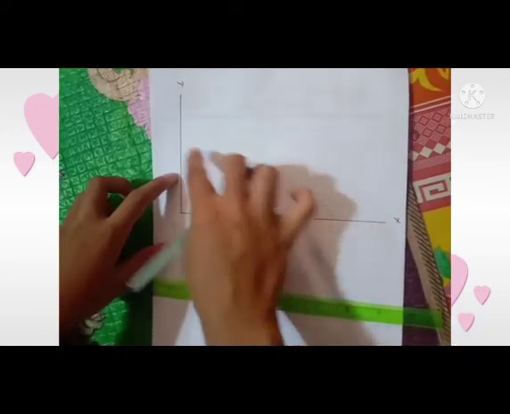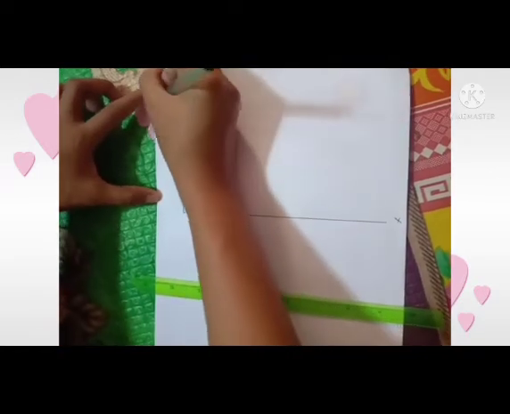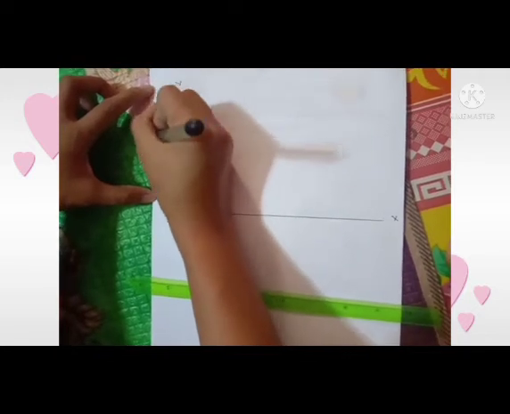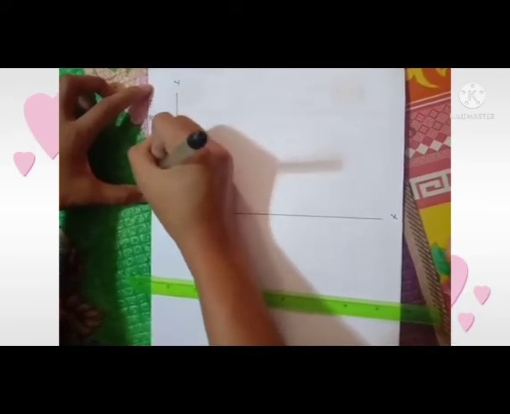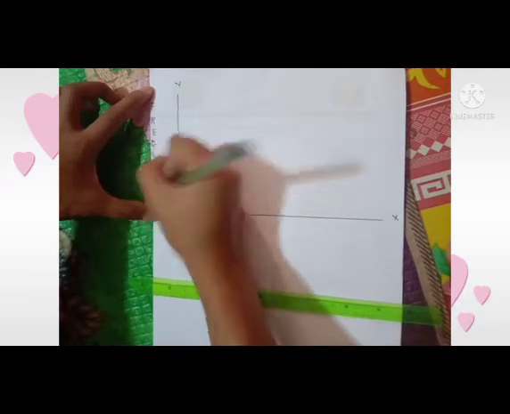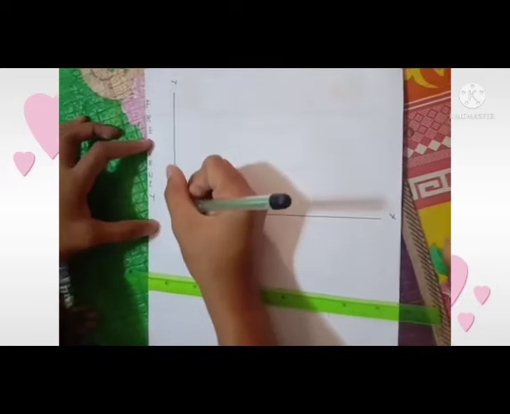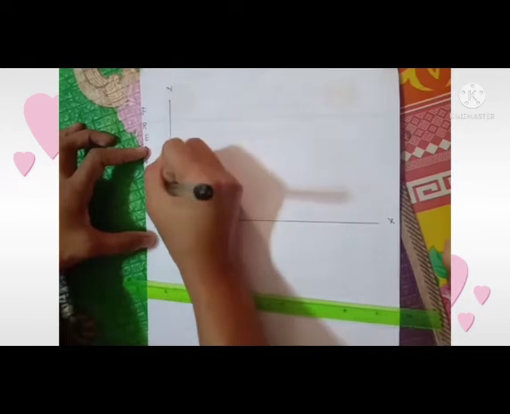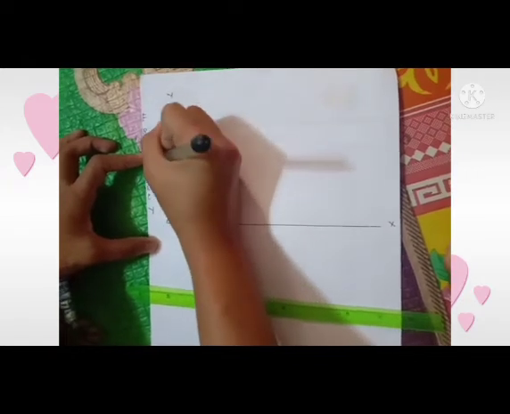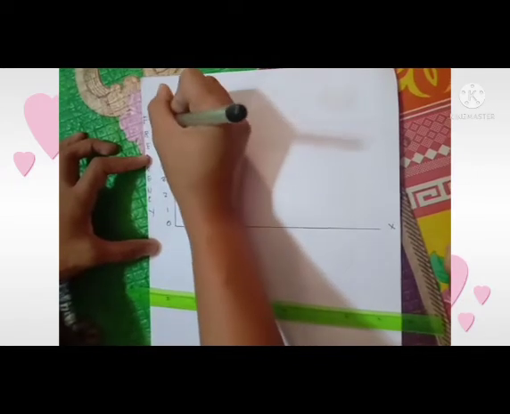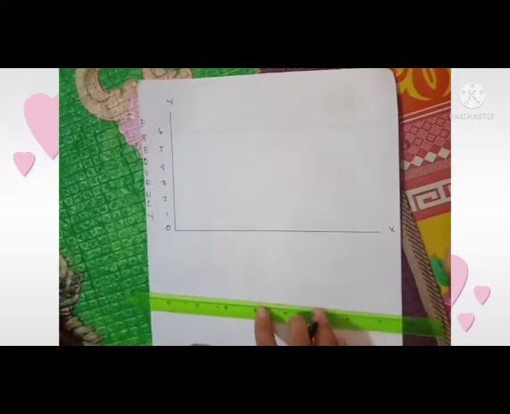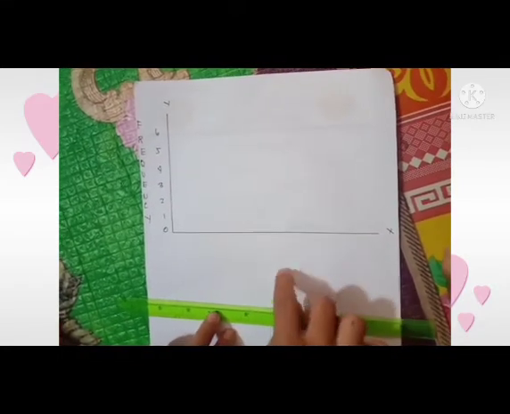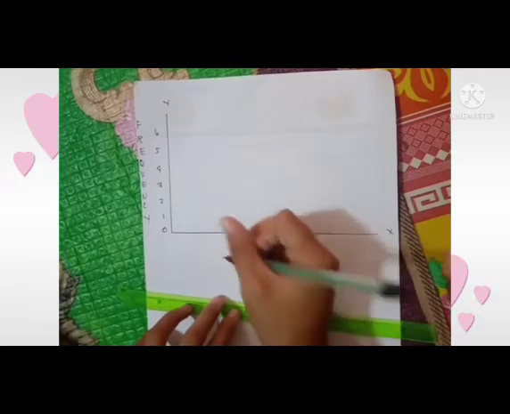In the y-axis, we will put the frequency. So in frequency, there are 1, 2, 3, 4, 5, and 6. And in the x-axis, we will put the midpoint.